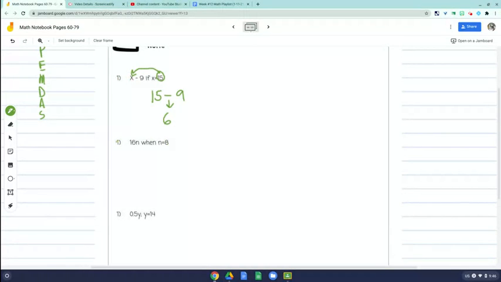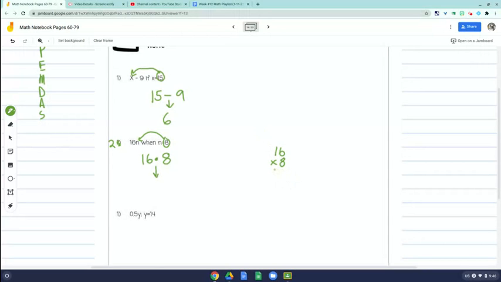And we'll change this to number 2. All right, 16n when n is 8. And when you see a number next to a variable, you know that's going to be multiplication. So I'm going to plug that 8 into the n, and it's going to be 16 times 8. And that's what I'm going to evaluate first. I don't know what 16 times 8 is off the bat. I'm going to do that on the side here.